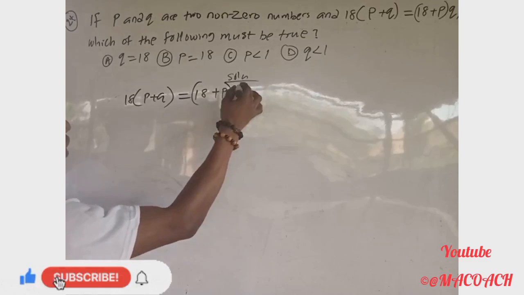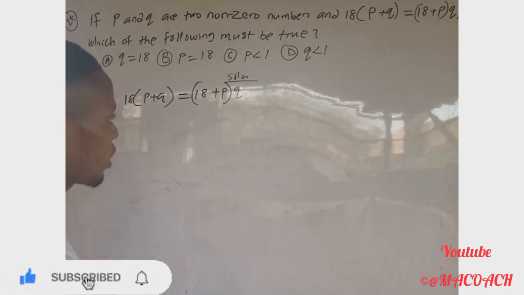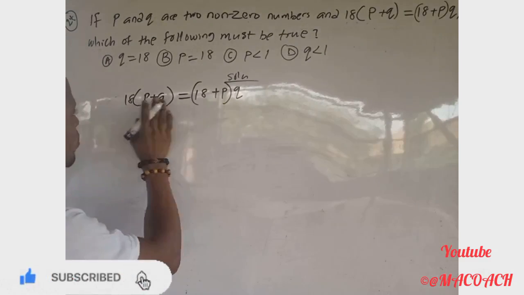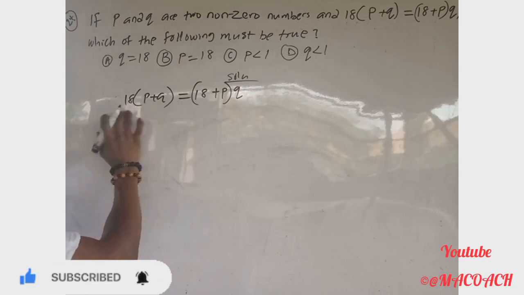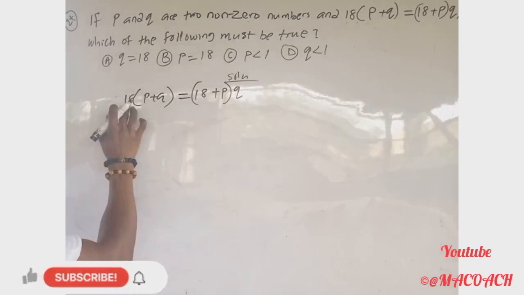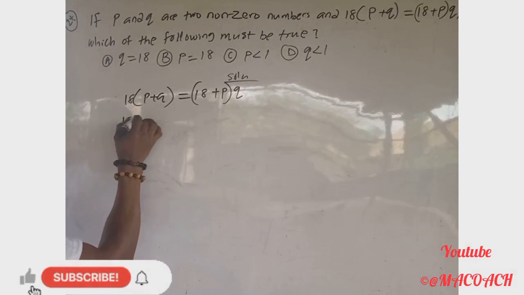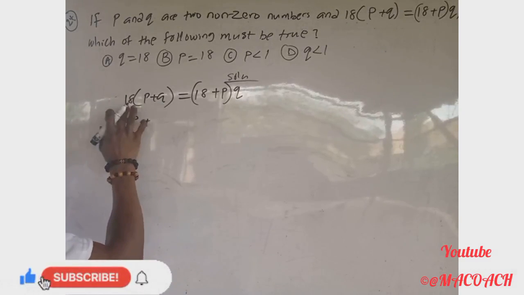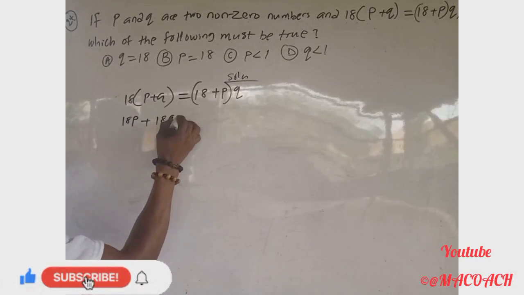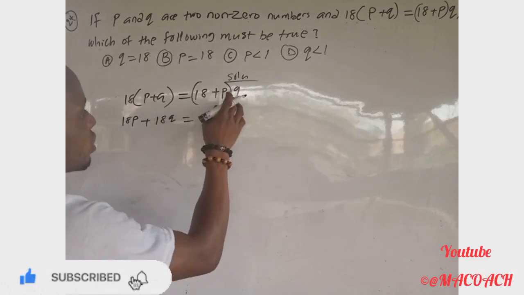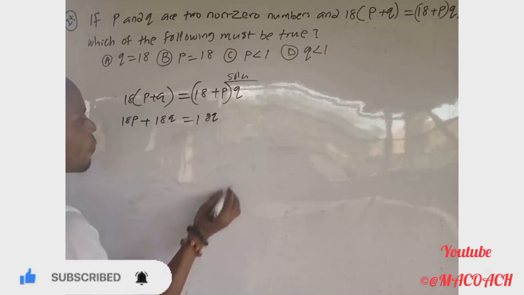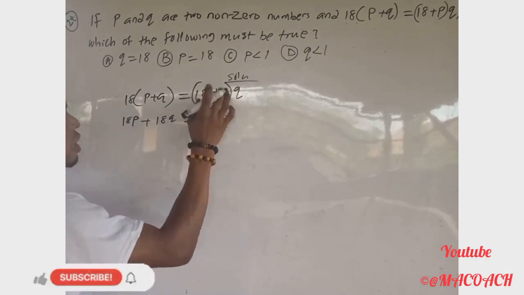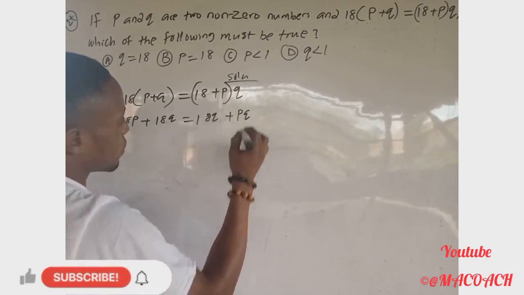P, close bracket, multiply what? Q. Okay. In this place now, let's open the bracket on both sides. When you open the bracket on the left-hand side, that's 18 times P, which is 18P, plus 18 times Q, which is 18Q, equal to Q times 18, which gives us 18Q, plus we have 8 times P, which gives us 8PQ.